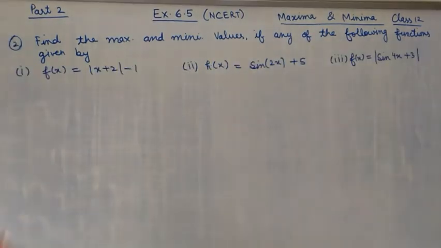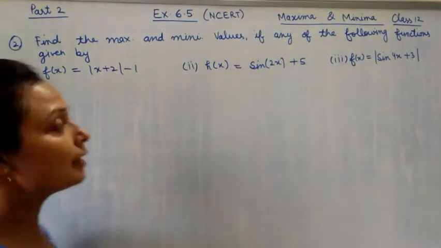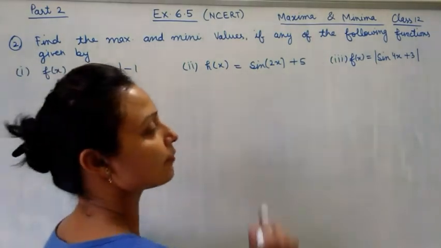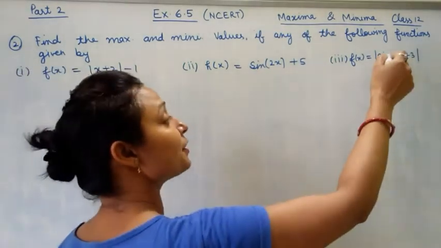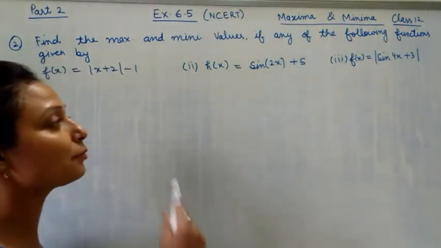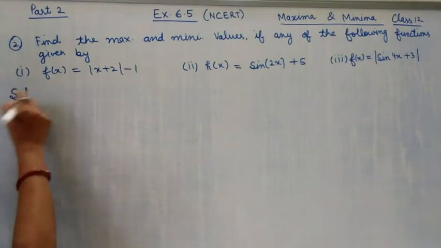Now we have question number 2, in which the statement is the same but the functions are different. This function is in modulus form, this is a trigonometric function of sine. This is the combination of both trigonometric function as well as absolute value. So I will do these 3 questions for all of you. So let's start with question number 2, first part.